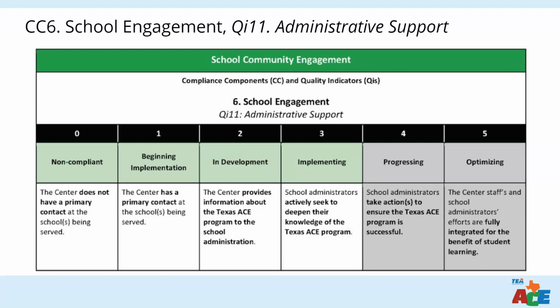When we move to 3, implementing, we are now looking for the administrator to take action. To be implementing, you must upload evidence that a school administrator has actively sought to deepen their understanding of the Texas ACE program. Evidence may be documentation of an administrator attending program sessions, and this could come in the form of attendance sheets, confirmation notices, meeting minutes. It could also be documentation of feedback from administrators on program planning, or records of school administrator interactions or behaviors that demonstrate knowledge of the program.